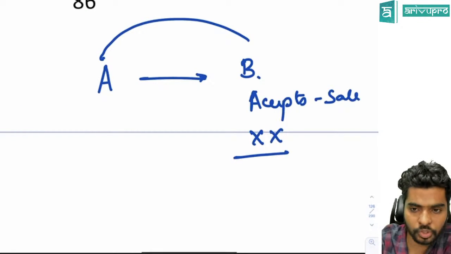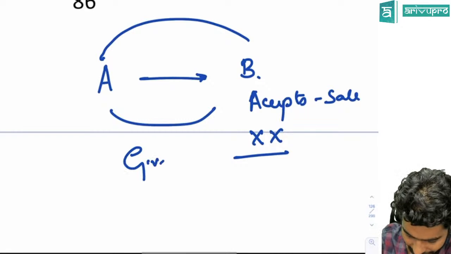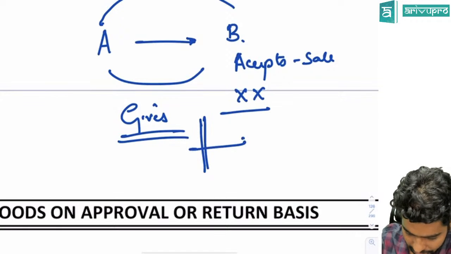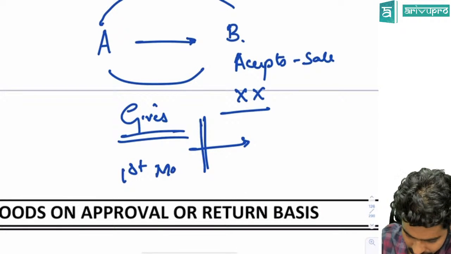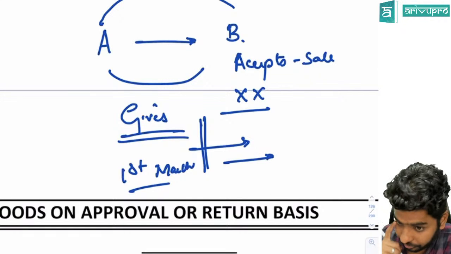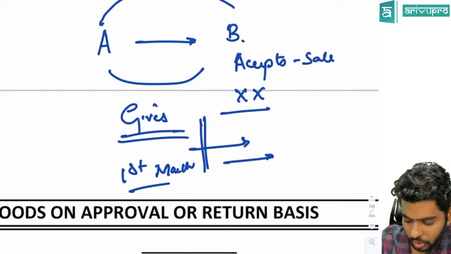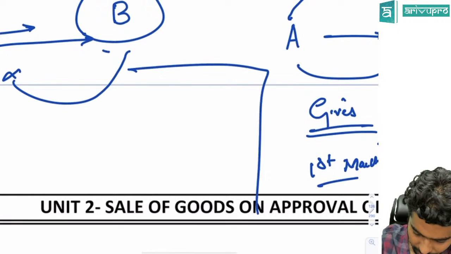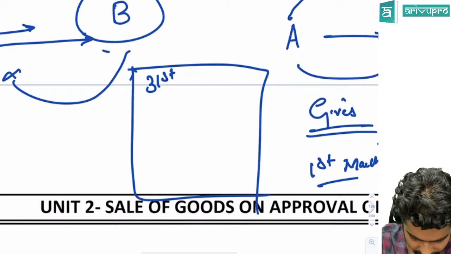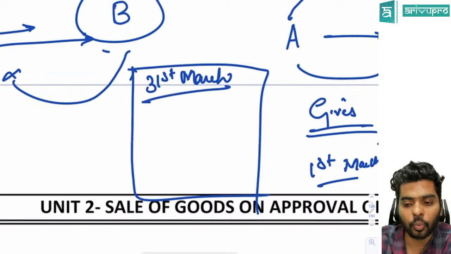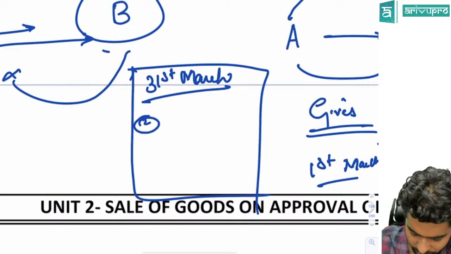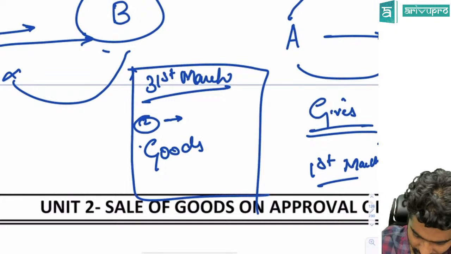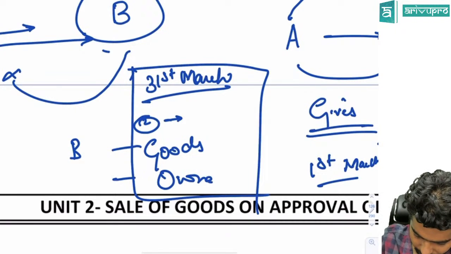When A sends goods to B, he gives a particular time before which the goods have to be accepted. Now, I send goods on 1st March and I give 2 months, so the goods have to be accepted before 30th April. The challenge comes in, guys, remember, on 31st March. Why on 31st March it's going to be a challenge is because the goods' possession is with B, but the owner is A.